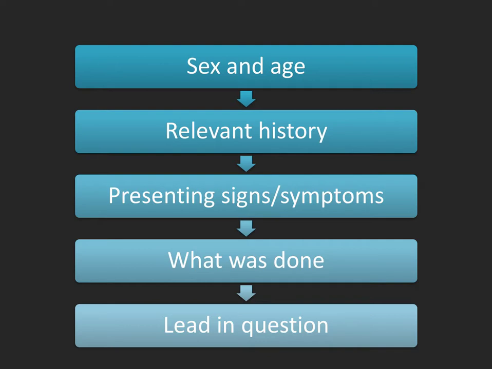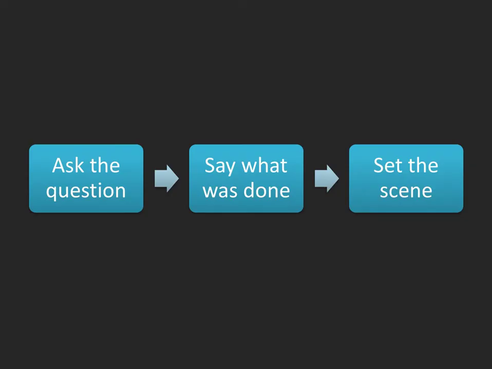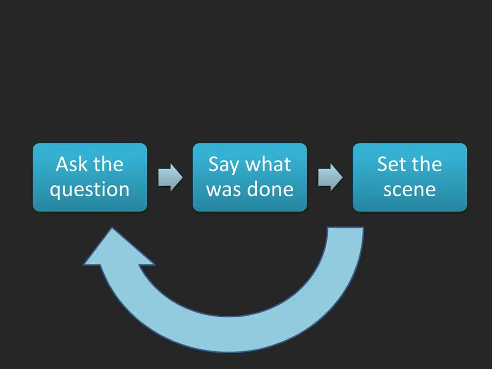Or in a little bit more detail, in a patient type case, give the sex and age, relevant history, presenting signs and symptoms, what was done, and then the lead-in question. What we want to leave our test taker with, once they finish reading that stem just the once, is that lead-in question, and they're going to take that question forth and go and look at the answer choices and all the images. So what we don't want to do is ask the question, then say what was done, and then set the scene, because when we do this, the test taker has to go back and read the entire stem often to work out what the question actually was, and they're more likely to make errors.